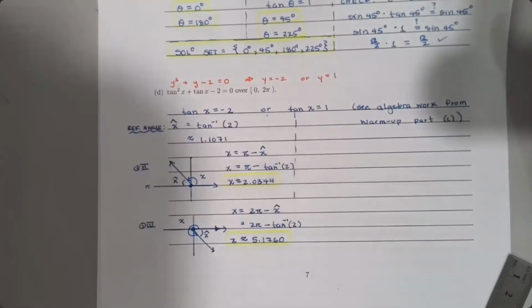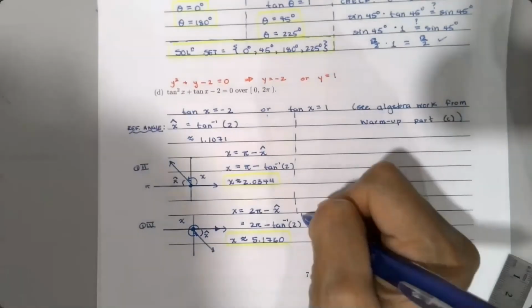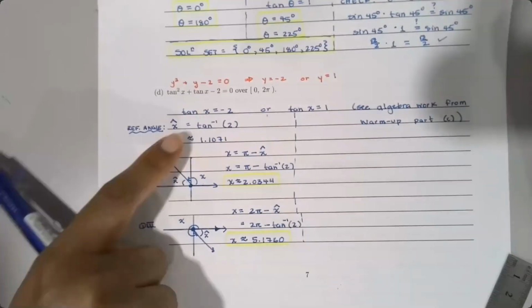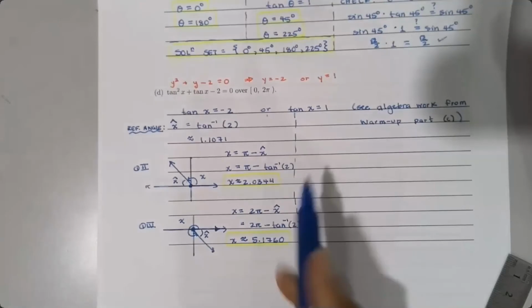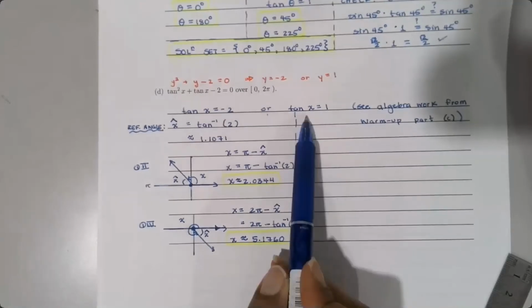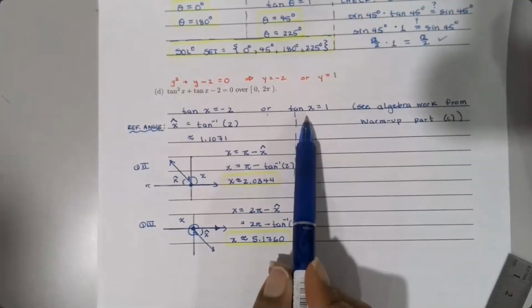Okay, so that's for this first equation. Sorry, I'm saying this totally wrong. Tangent of x is equal to -2. Okay, we still have another equation. Tangent of x is equal to 1. Now, thankfully, this is something that we do find on the unit circle.